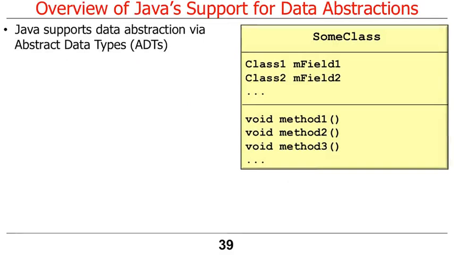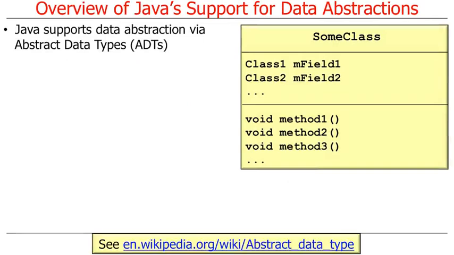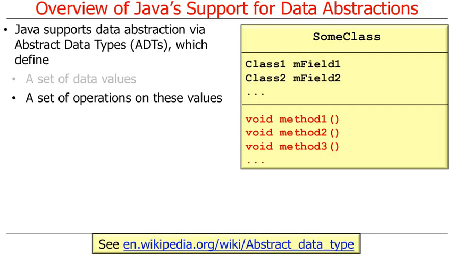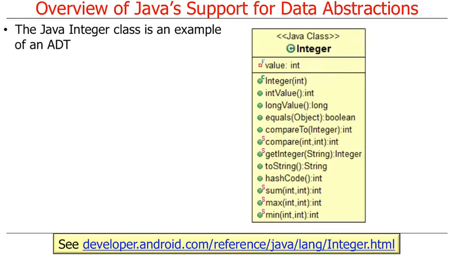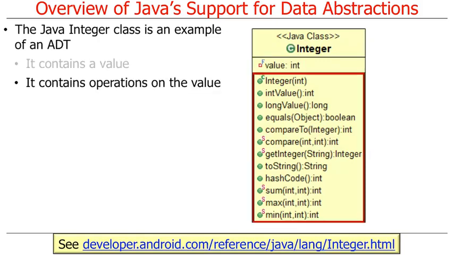Java supports data abstraction via the concept of an abstract data type, or ADT, which defines a set of data values and a set of operations on these values. For example, the Java Integer class is an example of an ADT that contains a value, such as the number 42, together with operations on the value, such as methods that create an Integer object from a primitive int value and vice versa, as well as methods that compare two integers for equality.